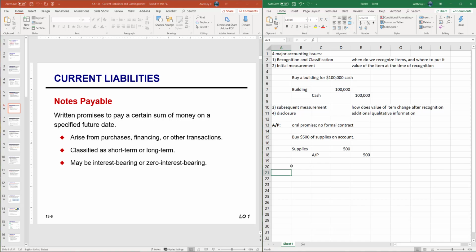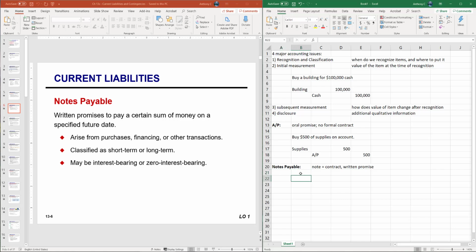Okay. We can contrast AP, or accounts payable, with notes payable. Unlike an accounts payable, a note just means a contract. So now we have an actual written promise. This is generally more formal than, say, an accounts payable, where it's just an oral promise. Sometimes we'll pay for purchases with notes payable, but generally notes payable will result from financing transactions. In other words, we borrow money from a bank, we sign a note, and now we have a notes payable.